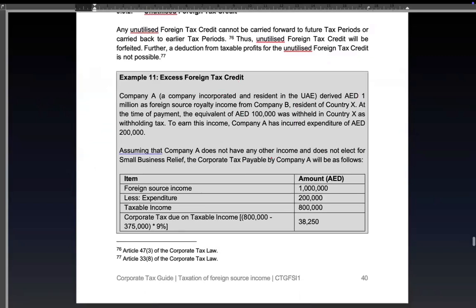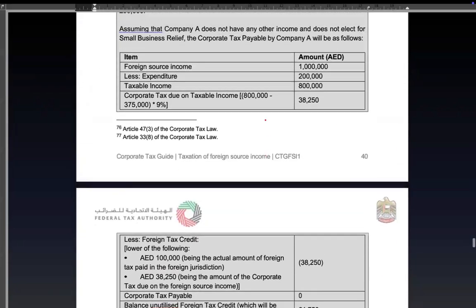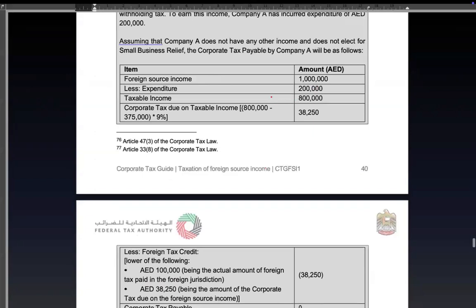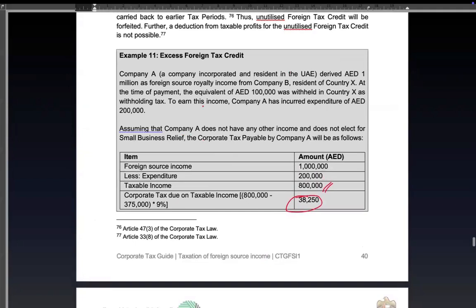Excess foreign tax credit. If any amount of foreign tax that you have paid is excess and you are not able to claim it in this tax period, you cannot carry it forward, you cannot carry it back. It will be lost. So you can go through this example. The same, this is 10 million, expenditure 2 million, taxable income 8 million. Then corporate tax due is the same principle, less 375,000 into 9%, 38,250. Foreign tax credit, whatever you have paid, how much you have paid.